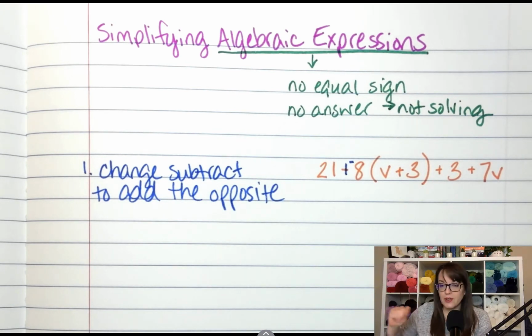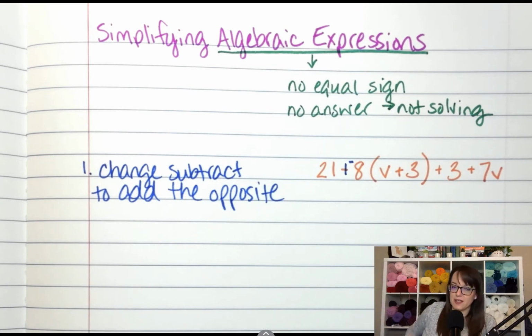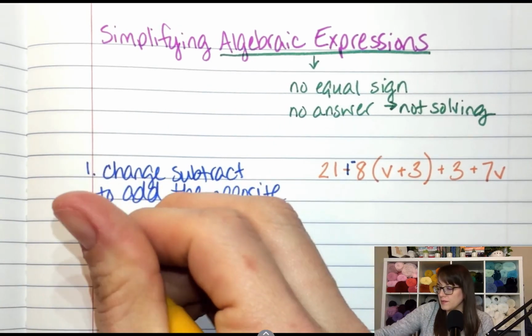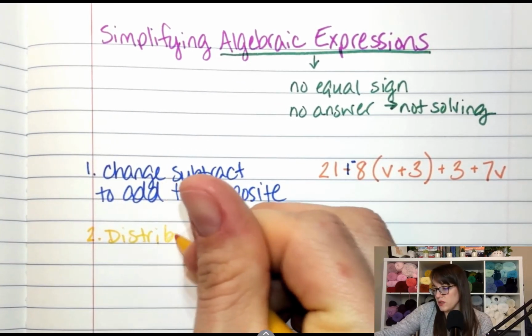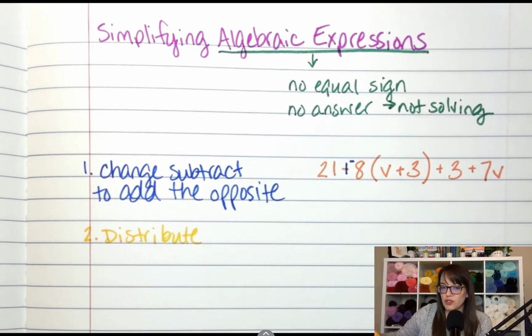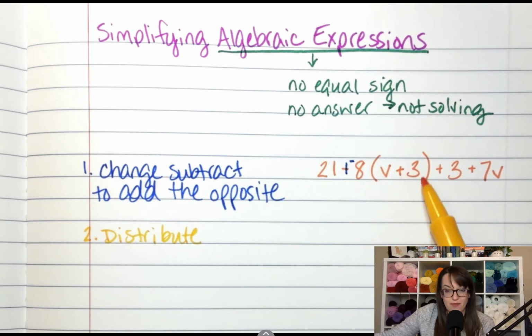Step two, I see a number touching some parentheses where there's a variable inside. Back in 6th grade, y'all did this, where you distributed. We're going to distribute. And when you distribute, you're looking for a number that's touching parentheses, and inside those parentheses is a variable. Because if there's a variable added to a number like this, v plus 3, you cannot do anything with that. It just is v plus 3.